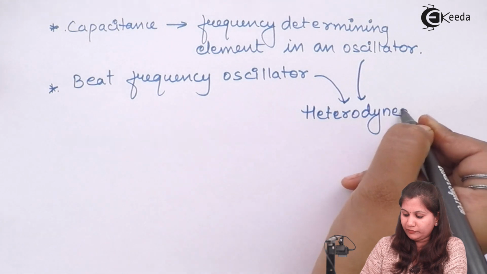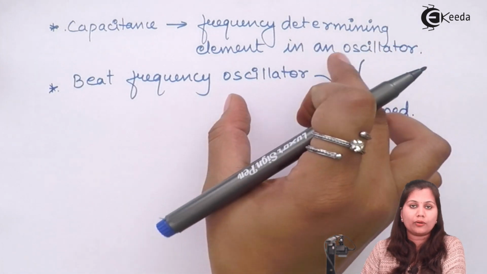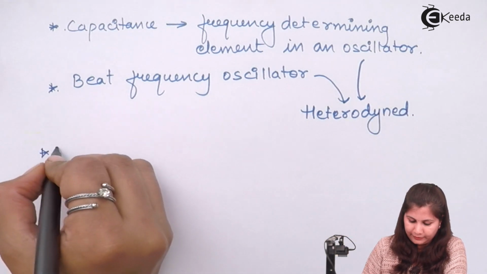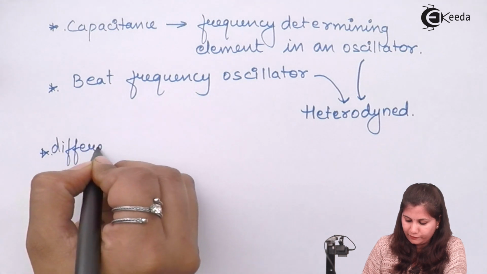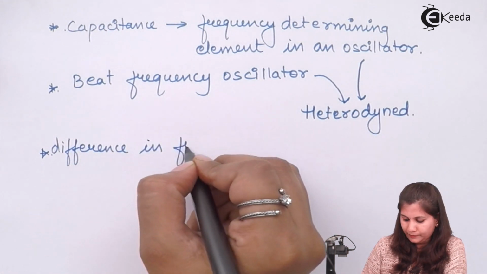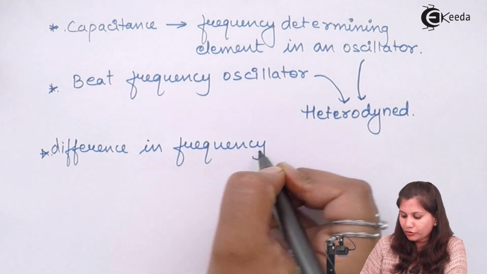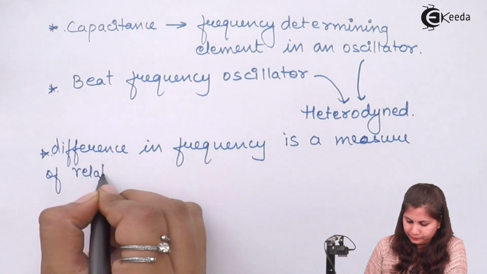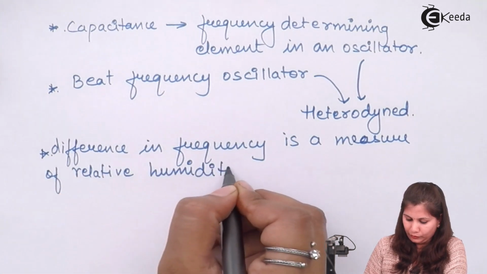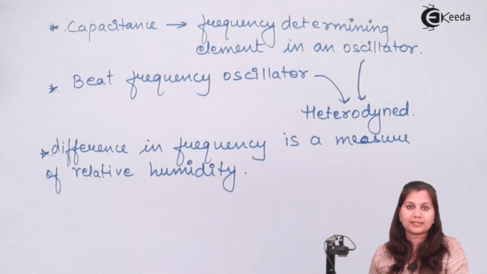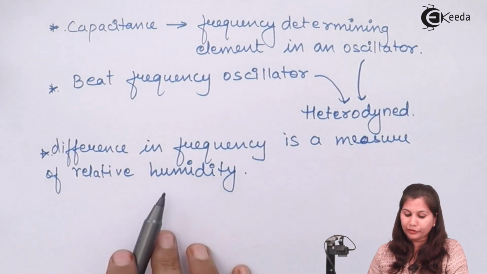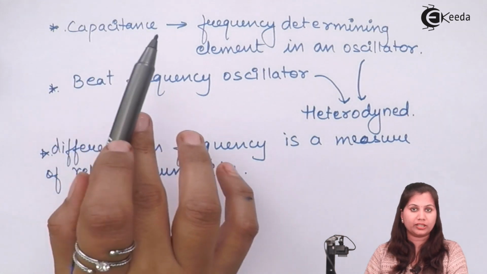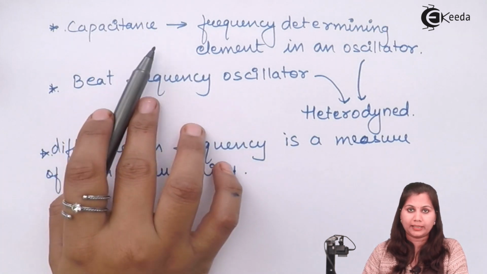Heterodyned means that we will calculate the difference between these two frequencies, and this difference in frequency is a measure of the relative humidity. So this is how in the capacitive hygrometers, the changes in the relative humidity are measured by measuring the change in the dielectric constant or change in the capacitance.